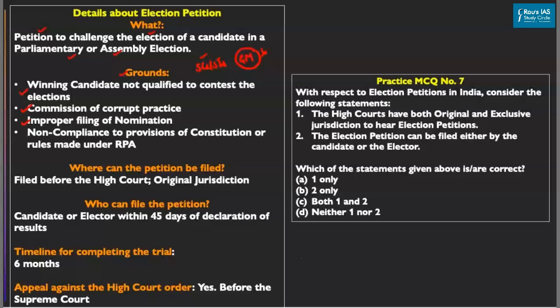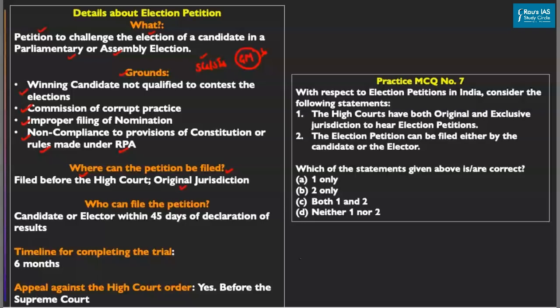And lastly, if a winning candidate has not complied with the provisions of the Constitution or the rules which have been made under the Representation of People's Act, even then his election can be challenged. Please do note that election petitions can be filed before the High Court in the state in which the elections have been conducted. So the High Courts have the original jurisdiction to hear the election petitions. Original jurisdiction here means directly a person can approach the High Court and not necessarily through an appeal.